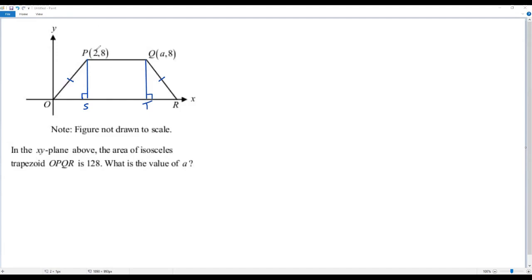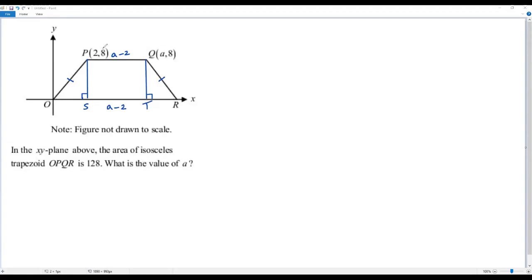Now let me try to get the length of this side of the trapezoid, PQ. For that, I have to subtract the x-coordinate of the point P from the x-coordinate of the point Q, that is A. When I subtract these two, I am getting A minus 2. So this is the length of this side of the trapezoid PQ. And the same length, A minus 2, we will have for this line segment ST.